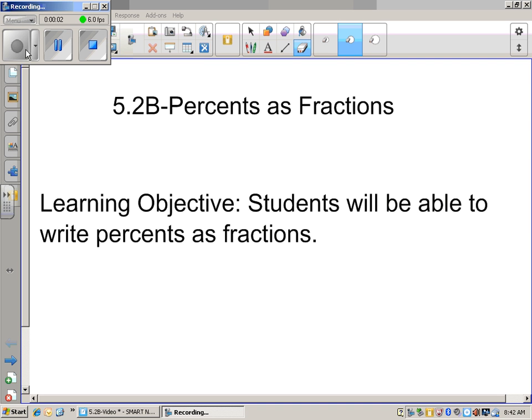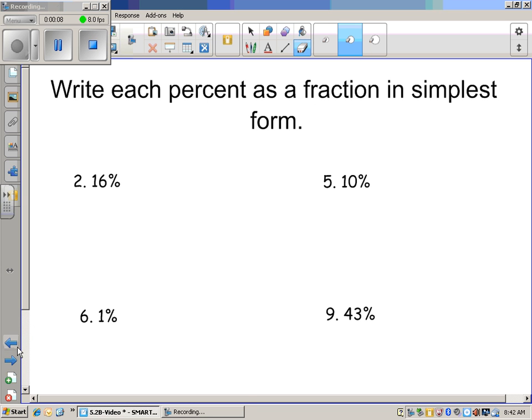This is section 5.2b, writing percents as fractions. Our directions are to write each percent as a fraction in simplest form.